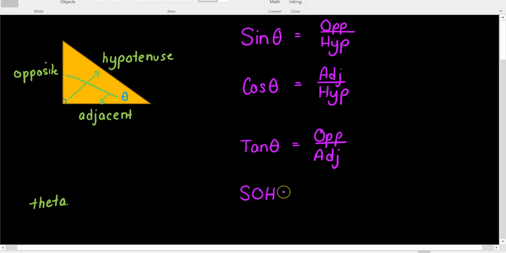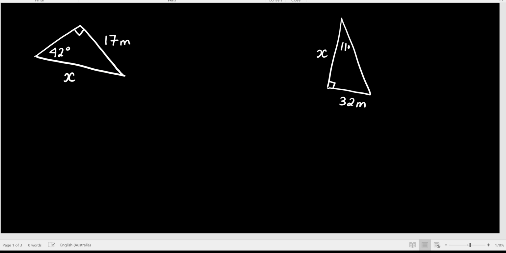SOHCAHTOA. Right? Sine is opposite over hypotenuse, cos is adjacent over hypotenuse, tan is opposite over adjacent. Now remember, there are only three types of problems that you can get. Okay, and it's all about the type of unknown and where it is, not sine, cos and tan. So let's go through pretty quickly.